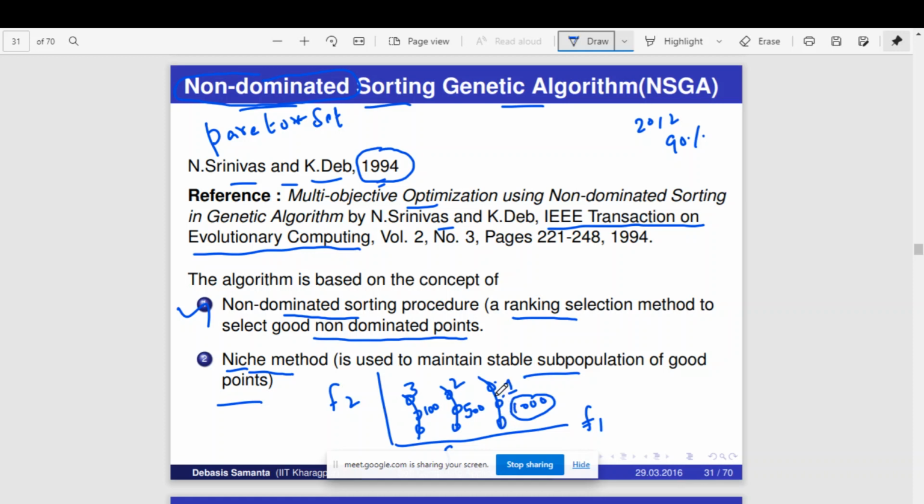They are non-dominated, but still is there any way to say that this individual's fitness score is more than this, or this individual's score is better than this? That can be calculated. So that will be done by this niche method. Okay. So these are the two steps it does.